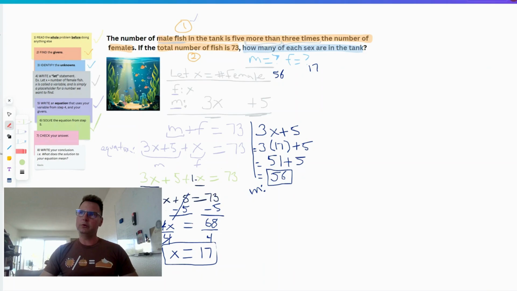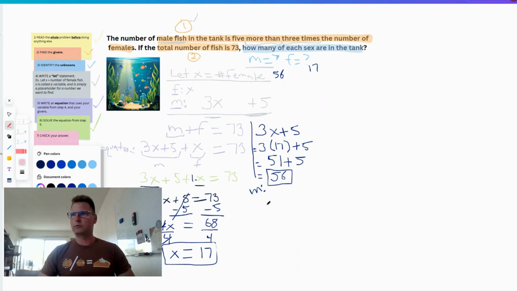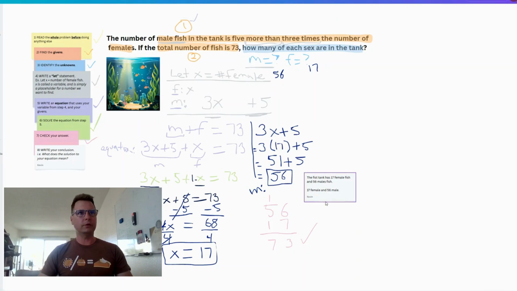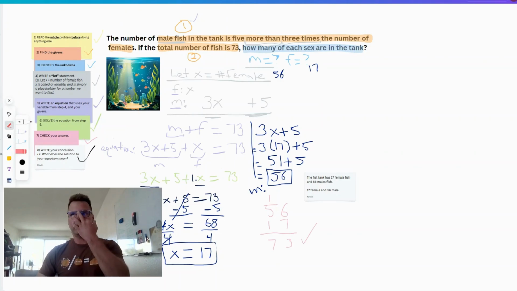So check your answer. What does that mean? Well, everybody makes mistakes, right? Even teachers. Well, the total number of fish is 73, right? So doesn't that mean our males plus females should add up to 73? 56 males plus 17 female fish. Well, that checks out, right? So celebrate another win. All right, so what is our conclusion? It doesn't hurt to have a clear, informative answer on your homework and tests, right? Final win. Check it off in that color.